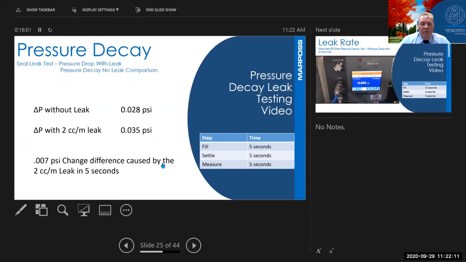So when we get to that, what we look at is the delta P using this cycle time, the 5 seconds fill, the 5 seconds settle, and the 5 seconds measure. We see a pressure drop without a leak of 0.028. That's all adiabatic, okay? The 2 cc leak caused a pressure drop of 0.035. It's really only a difference of 0.007 PSI caused by the leak master, okay? And this is the effect of slowing the test down, okay?